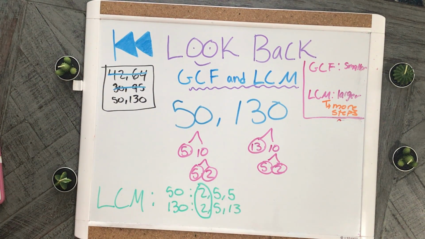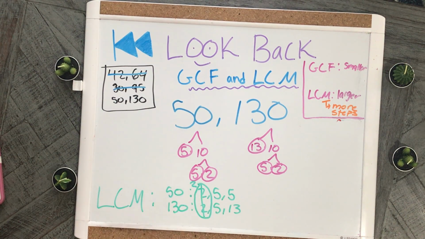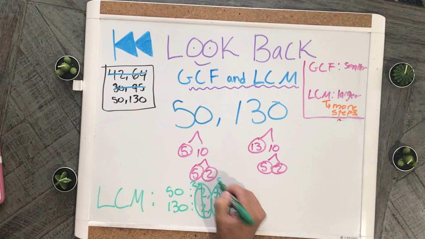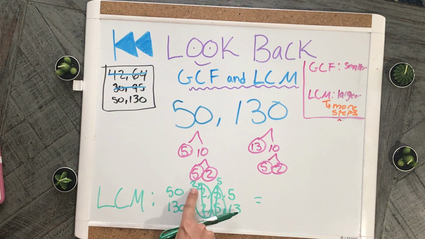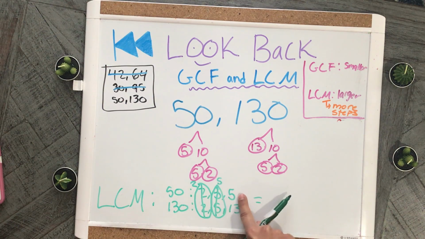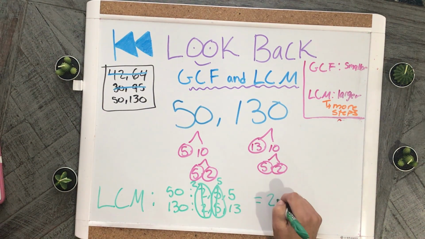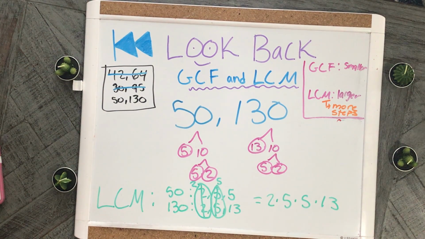So instead of 2 2s, we have 1 2 in common, correct? So we use a 2. Instead of 2 5s, they're in common, so we're just going to use that 5 one time. And then for the LCM, remember, we don't just use what is in common, we use all of our factors. So we have 2 times 5 times what still wasn't in common, 5 times 13. So 2 times 5 times 5 times 13.